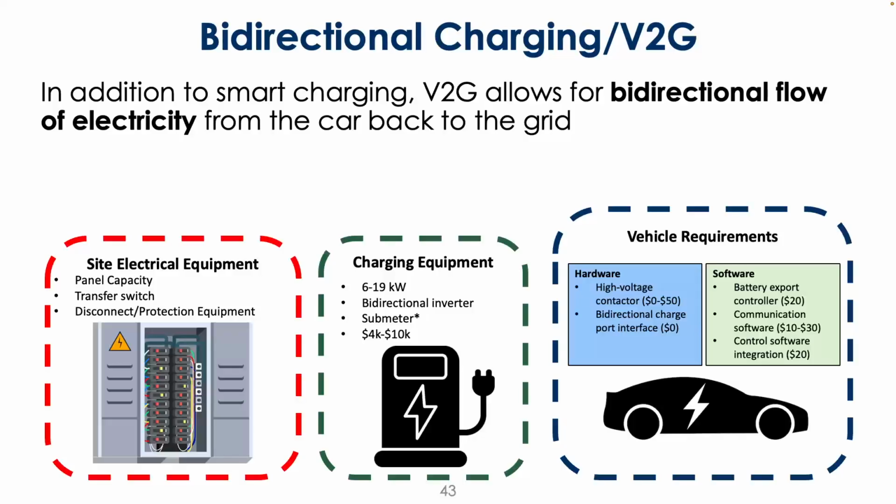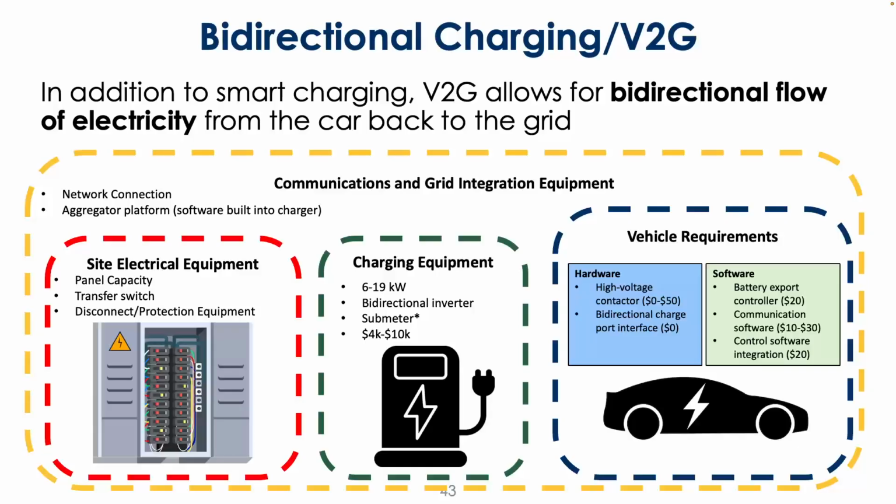You may need some electrical equipment at your site to be upgraded. If your panel capacity isn't enough, you might need a transfer switch. So there's additional hardware upstream of the charging equipment that would be needed to enable bidirectional charging. And then you need communications and grid integration equipment, a network connection, which probably most people have, and maybe an aggregator platform. I'll talk about that in just a moment.